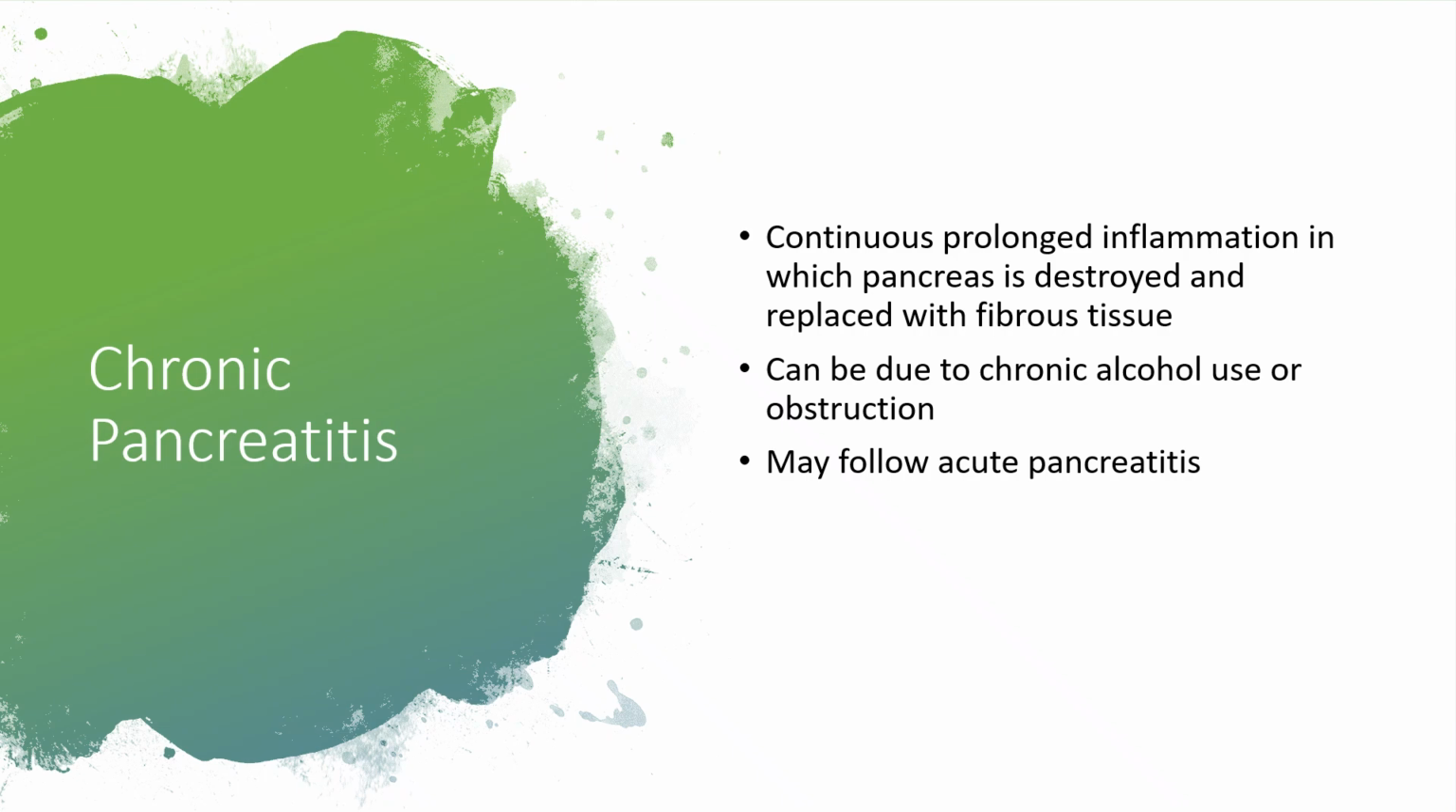Recurrent episodes of inflammation eventually lead to the fibrotic changes in the parenchyma of the pancreas with loss of exocrine function. This leads to malabsorption from pancreatic insufficiency. If endocrine function is disrupted as well, clinical diabetes mellitus may develop.